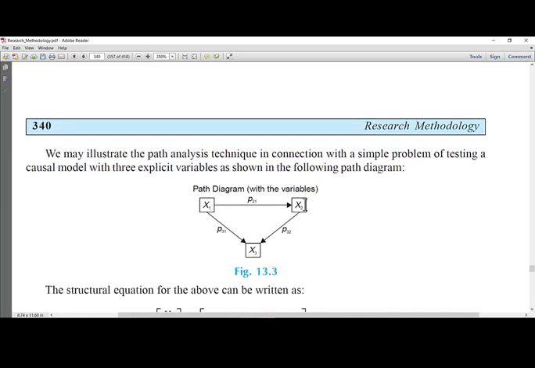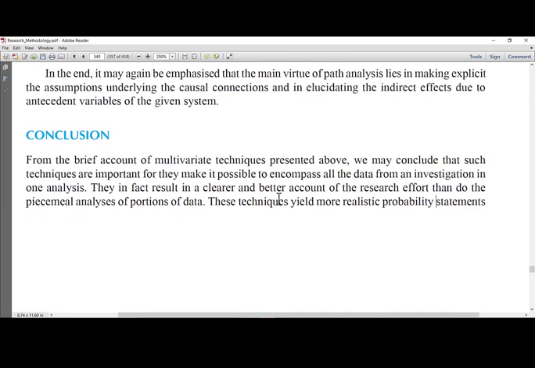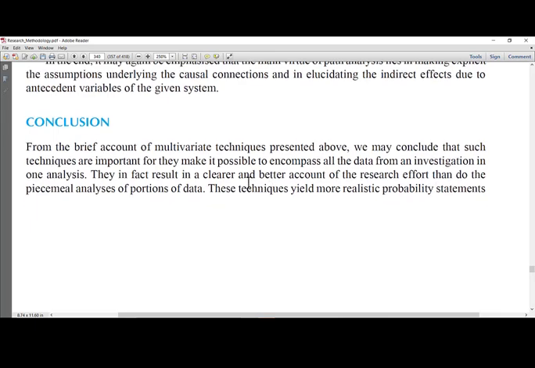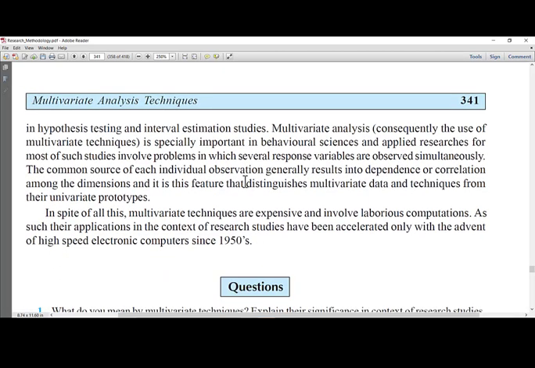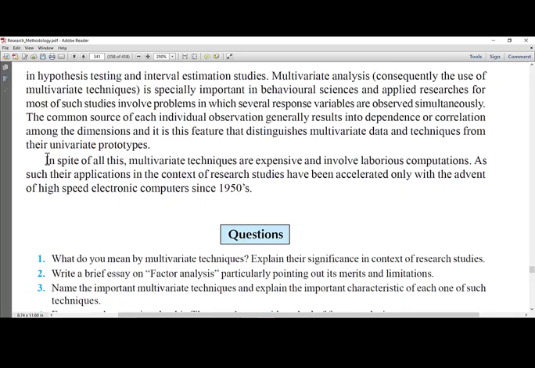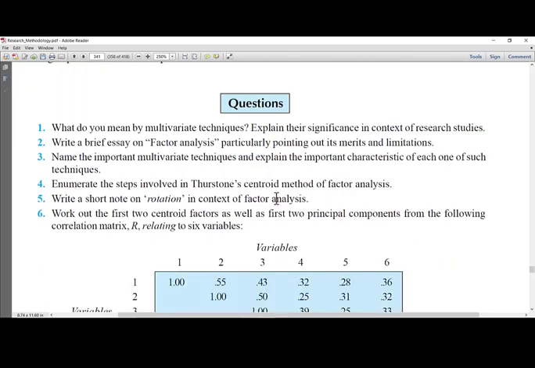Now let us go to the conclusions. But one point here you please observe: in spite of all this, multivariate techniques are expensive and involve laborious computations. As such, their applications in the context of research studies have been accelerated only with the advent of high-speed computers. And here in the questions, what do you mean by multivariate techniques? Explain their significance in the context of research studies. You can answer this.